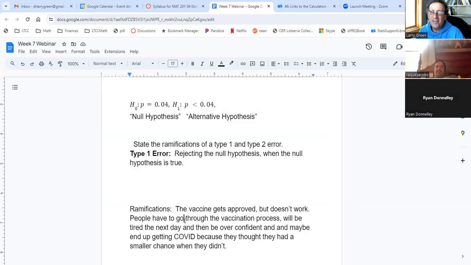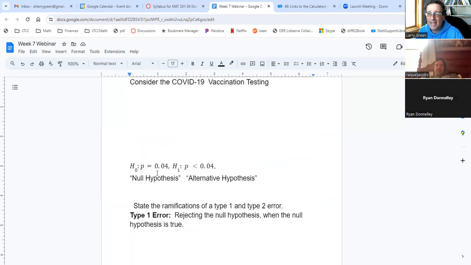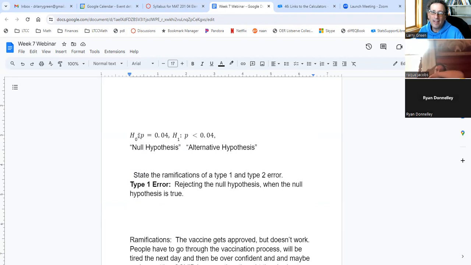Okay, so then there's another kind of error. So there's one error, and that is that the FDA decided to approve the vaccination when it didn't work. That means they were able to reject H0 and accept that P is less than 0.04 when you have the vaccination, but it isn't. What's the other error that could happen? Any thoughts? Besides saying, hey, it works when it doesn't. What's the other possibility that could happen before you start the test, when you're thinking about it?